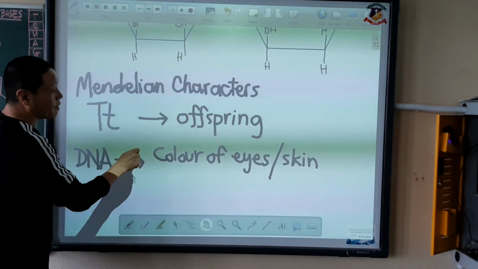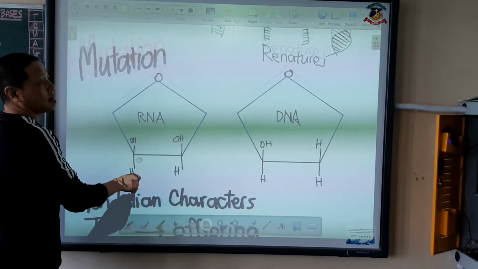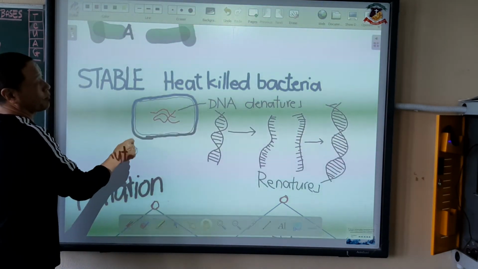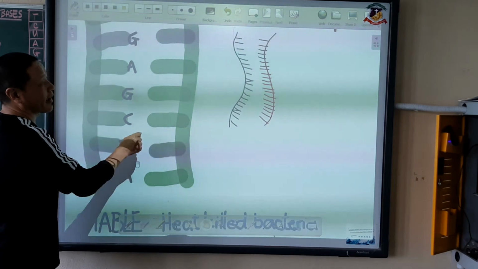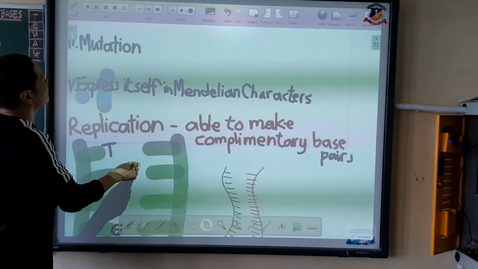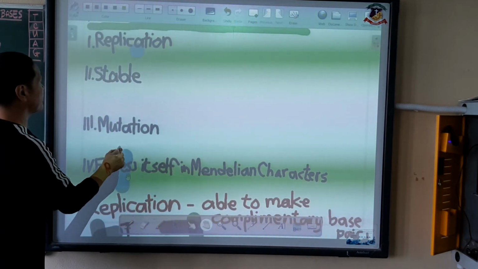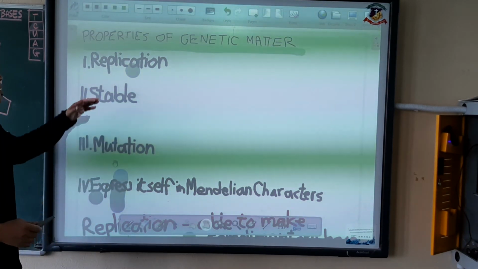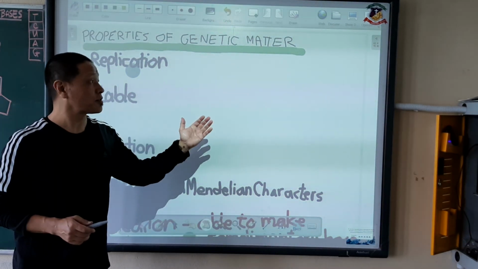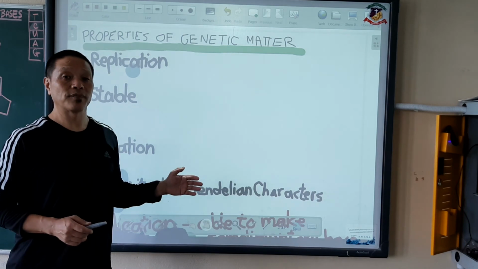So if any organic matter has these four properties, then we conclude that that particular substance is the genetic matter. Right?